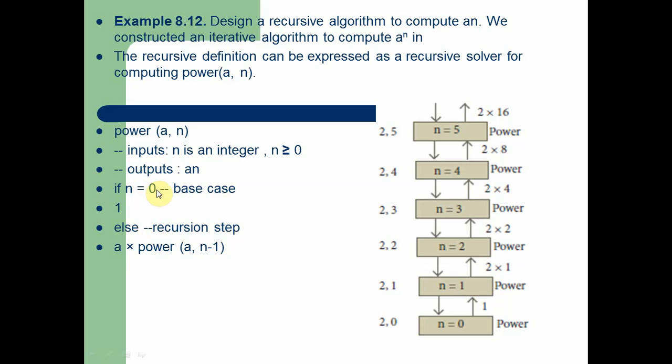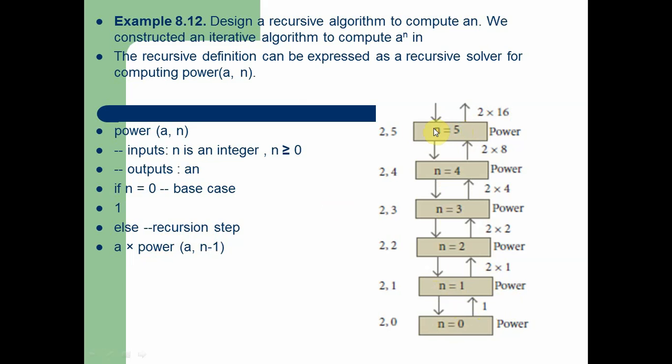If the value of n is not equal to 0, then the else part, that is the recursion statement, will execute: a into power of a comma n minus 1. That is, the same algorithm or function is called here. So here you can see the algorithm declaration. For example, if the value of n is equal to 0, then we get the output directly as 1. If the value of n is 5, then what will happen?